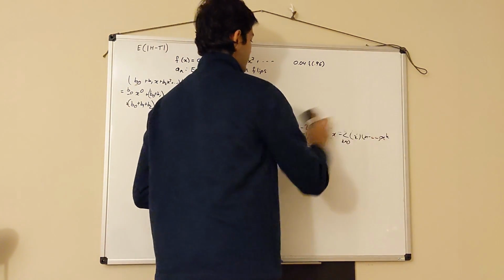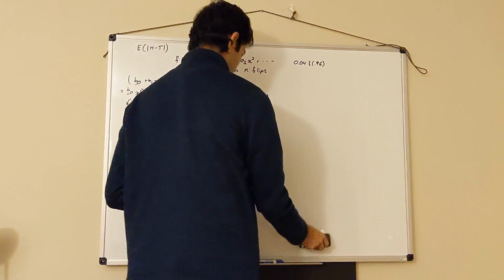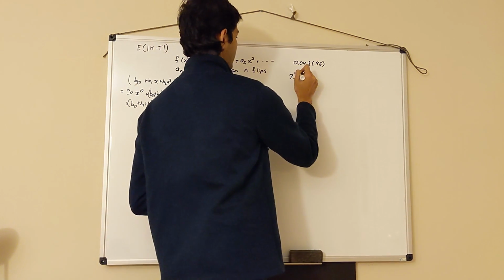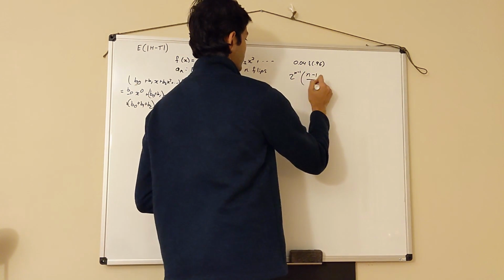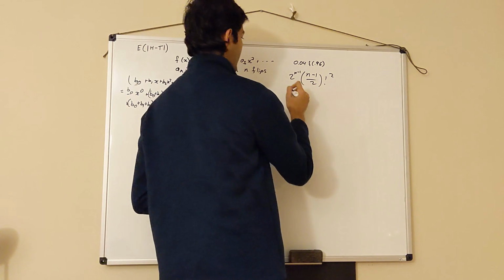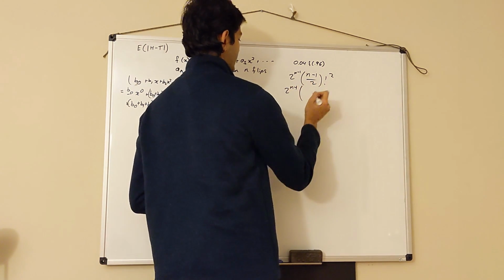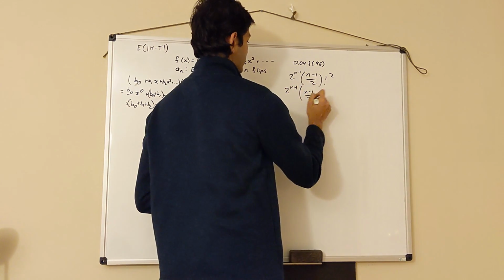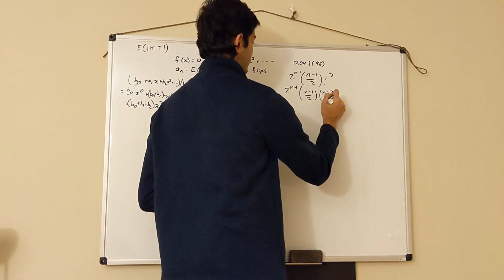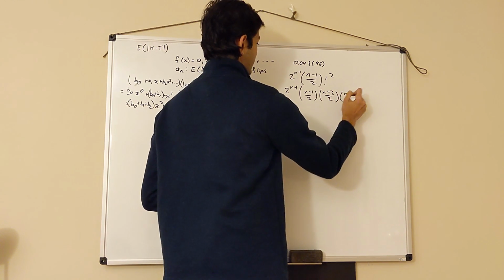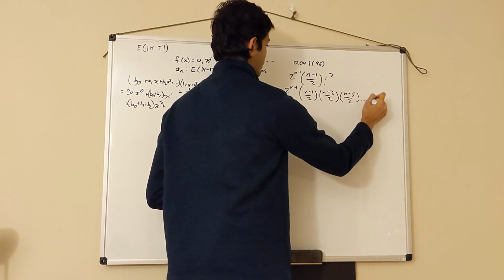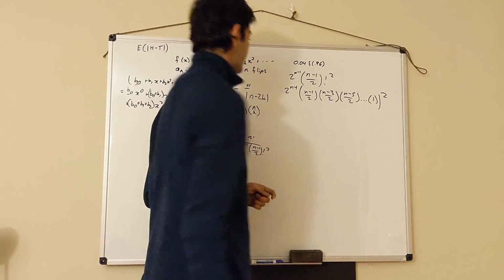So let's say that we have 2 to the n minus 1 times ((n minus 1 over 2) factorial) squared. So this will be 2 to the n minus 1 times n minus 1 over 2 times n minus 3 over 2 times n minus 5 over 2 all the way down to 1, and then you're squaring all of that.